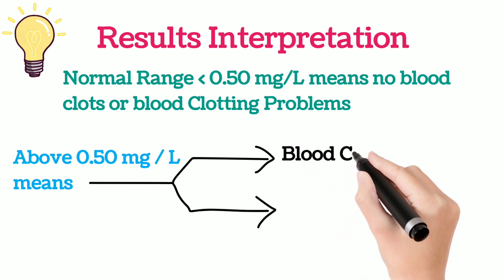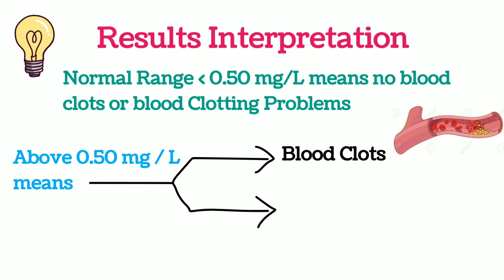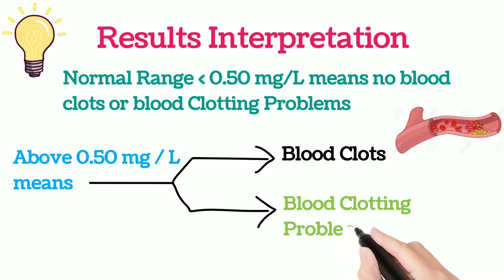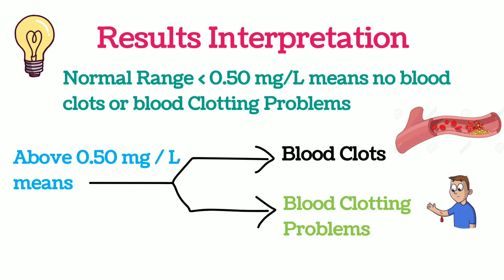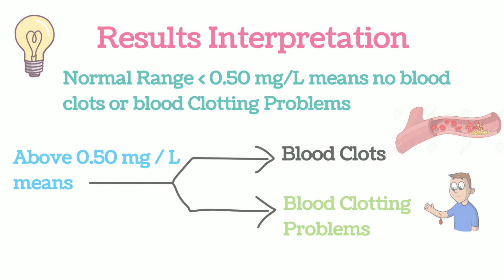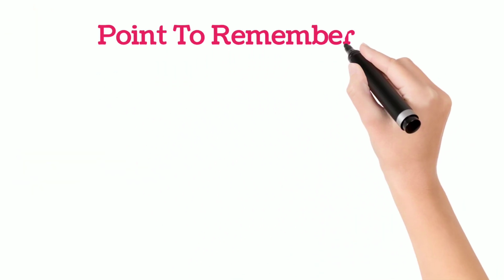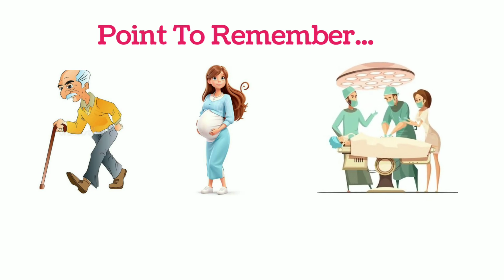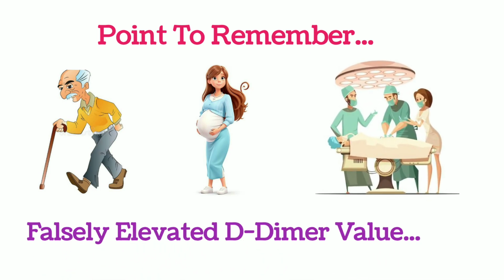First, the blood clots which circulate in our body. And secondly, it might be due to blood clotting problems, which could be due to thrombocytopenia or other reasons. But keep in mind that older age, pregnancy and recent surgery can falsely elevate the D-dimer value. You have to exclude these when you interpret the results.